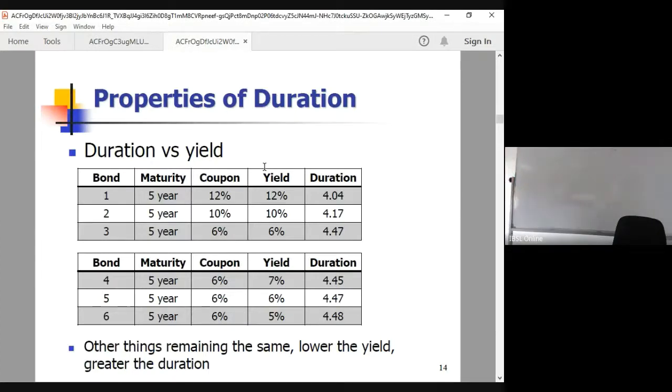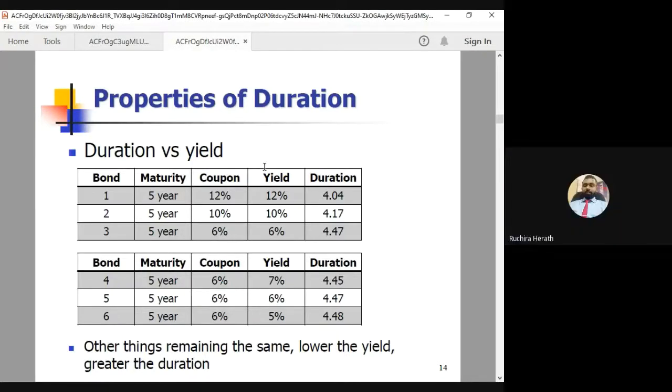Is that clear? If it's not, please tell me. You can look at the formula later. For the moment, just get the concept. Is that clear? Yes or no? Clear, right? Okay.